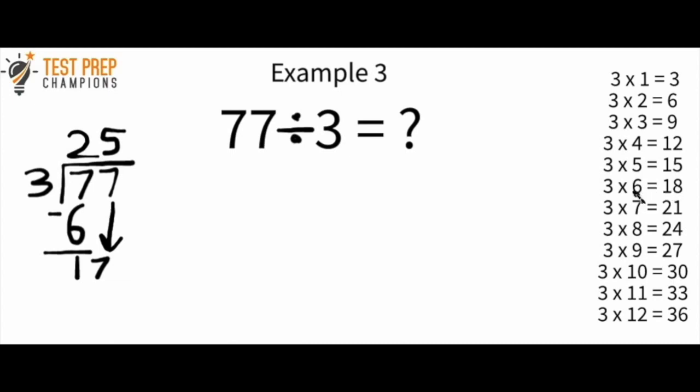Now, we don't want to pick 6 because that's going to give us 18. 3 times 6 is going to give us 18. That's not going to work. So that's why we picked the 5 here.